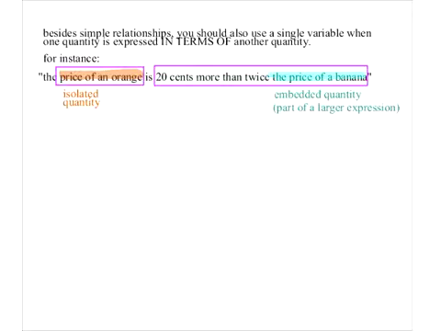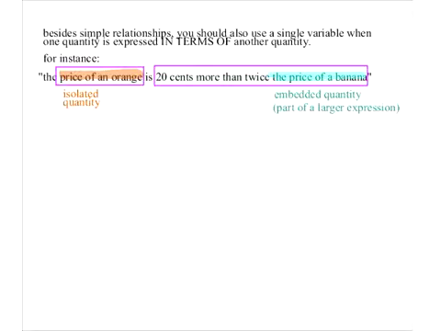So the question is, which one of these should be the variable? If you think it should be the isolated quantity, say so in the text box. If you think it should be the embedded quantity, say so in the text box. Let's get a couple more votes here. You can even just put I or E if you want. Yeah, it should definitely be the embedded quantity.